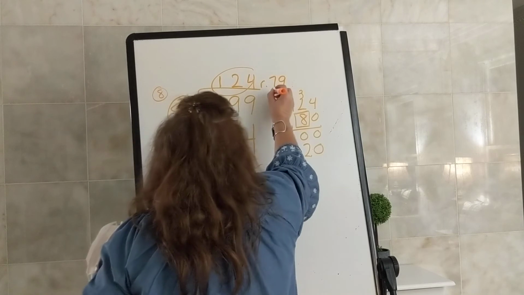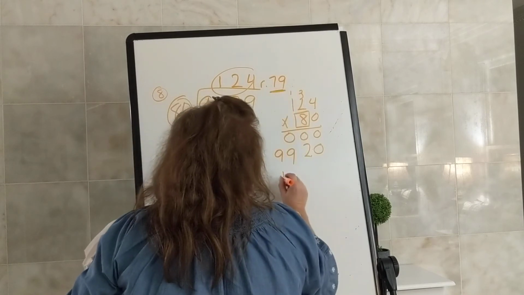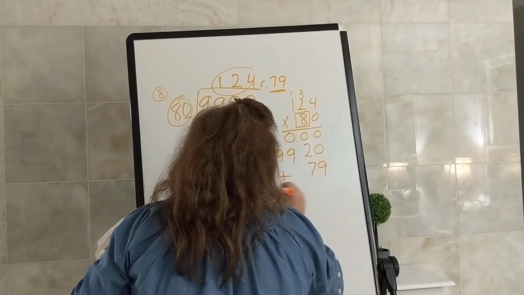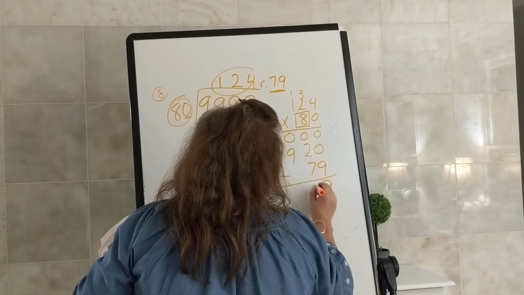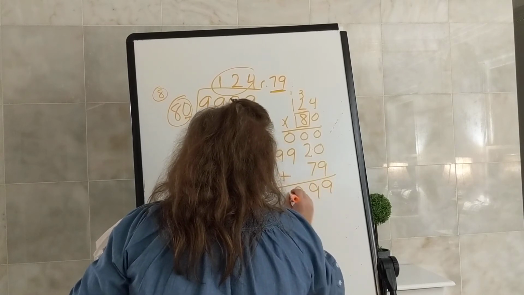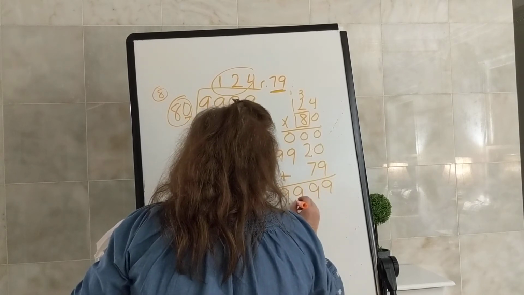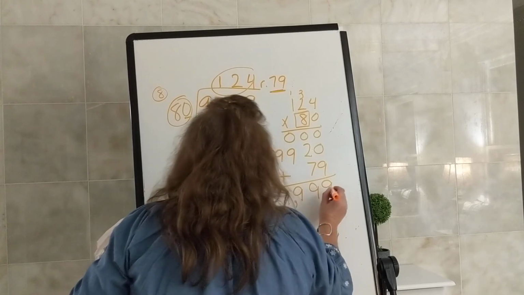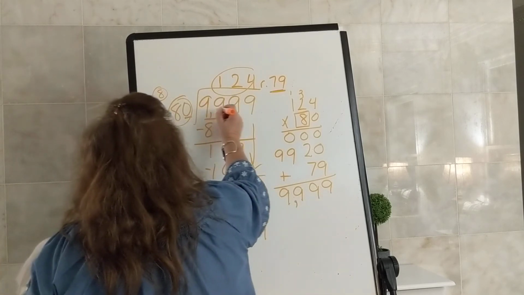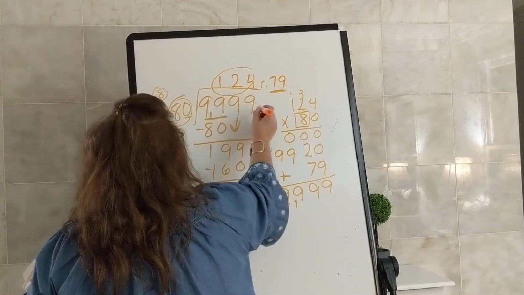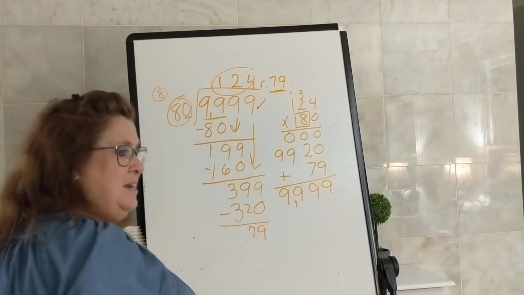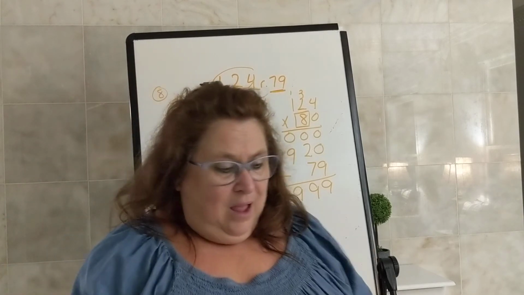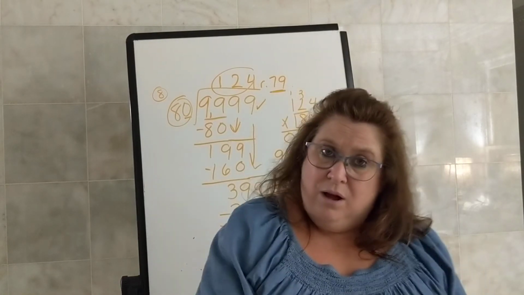And we have to add on our 79. 0 plus 9 is 9, 2 and 7 is 9, 9 and 9 is 18, 1, 2, 3, comma, 9,999. And our dividend was 9,999. All right, so get your yellow highlighters, please.